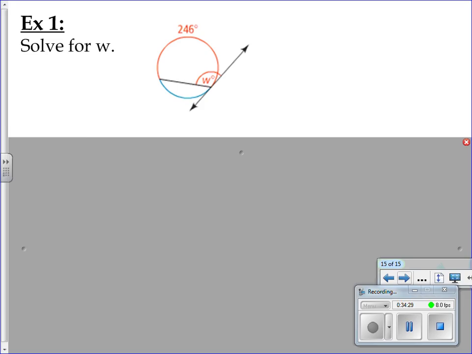So for example 1, we're going to solve for W. So let's just take a look at what's going on. We've got a tangent line, passes through the circle here. I've got a chord. Okay, they're meeting right here at W. W is the angle that they create. We are given that this arc is 246. So if I know the arc, how do I find the angle? I'm going to take half of it. So angle W is 123.